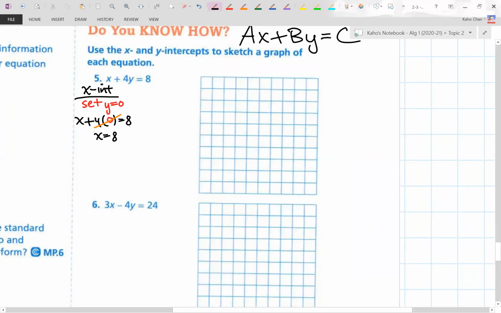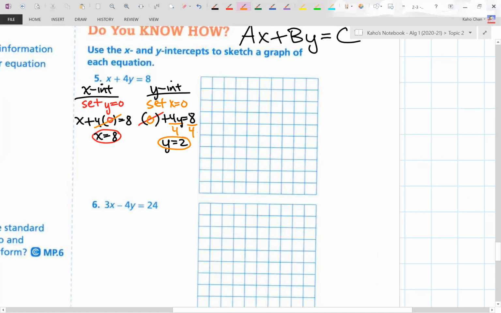I'm not going to graph it yet. I want to kind of eyeball how to graph these axes, how to create them. Let's do the y-intercept next. Set x equal to 0. Plug it in. X plus 4y equals 8. Plug in the 0 for x, and you just ignore that. And continue solving. Move the 4 to the other side by dividing by 4. Y equals 2. Yay.